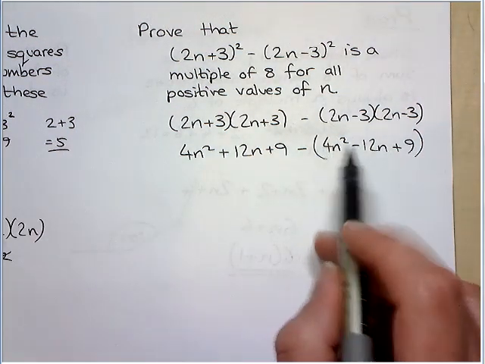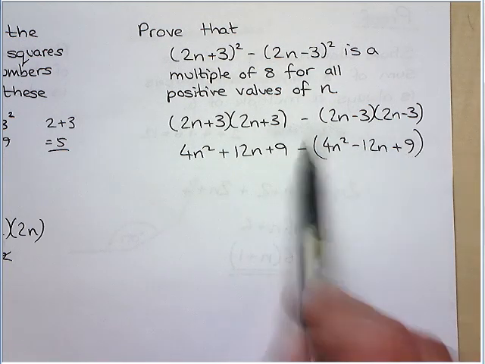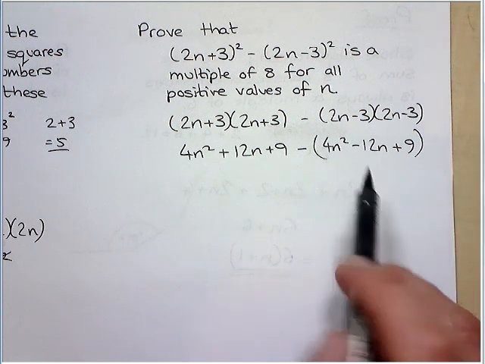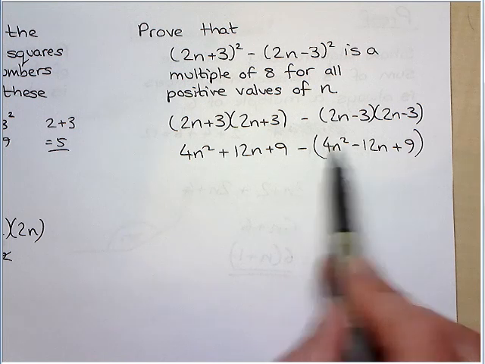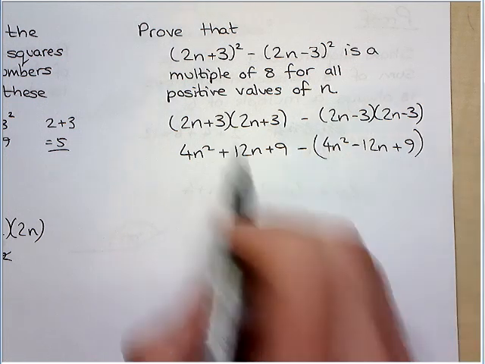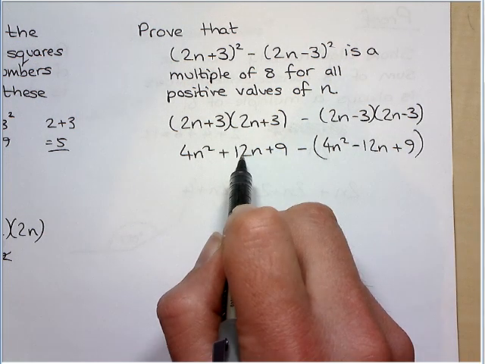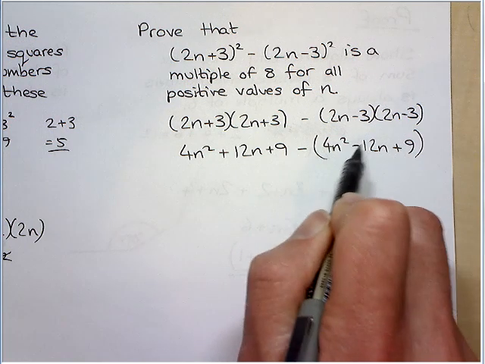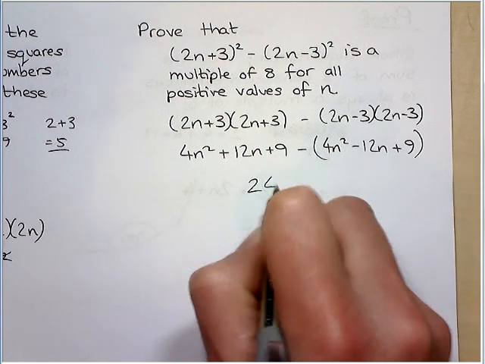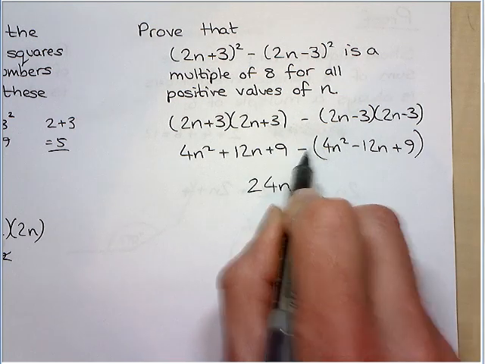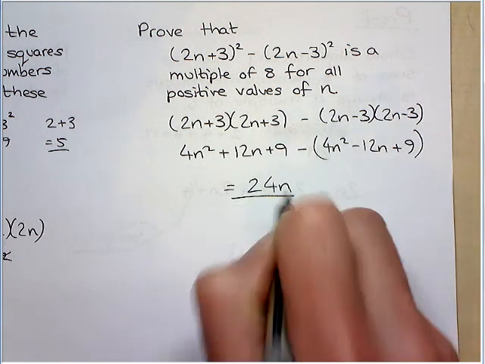The reason I put brackets here is because it's this take away this one. So it's all of this take away all of that. If I don't put the brackets, I always make the mistake of just putting this negative with this term, but we're actually taking away all of this. Let me show you. So it's 4n squared take away 4n squared. That's going to go. But it's 12n minus minus 12n. So the double negative creates a positive. So that is actually 24n. And 9 take away 9 is nothing. So we end up with 24n.